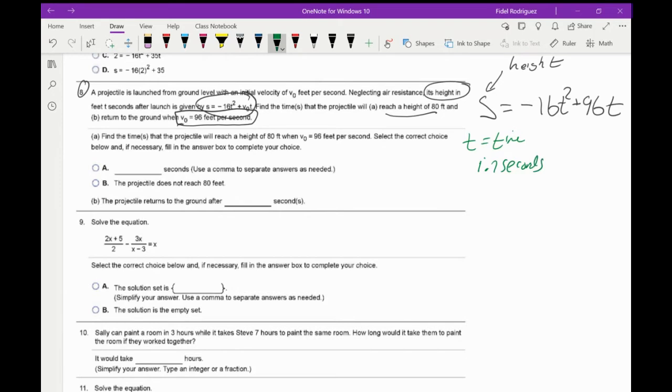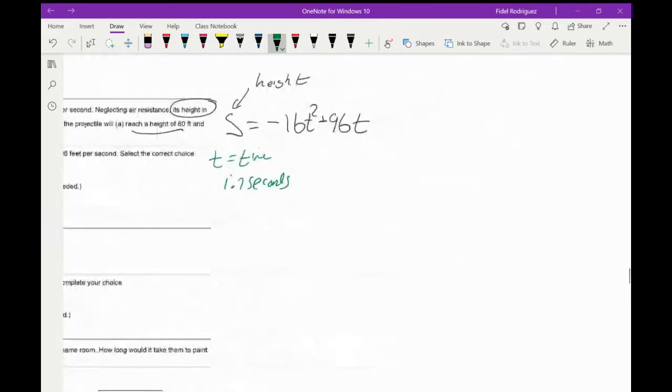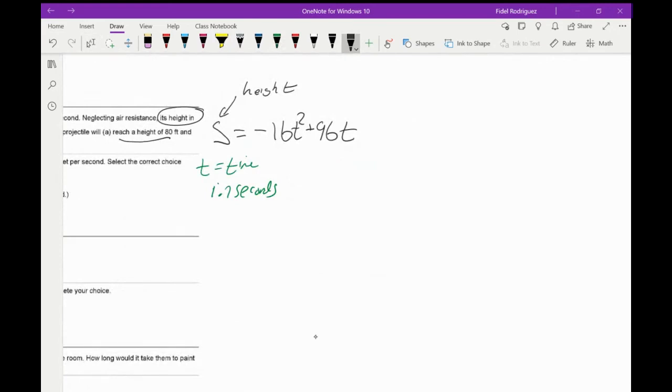in seconds, okay? So when I look at part A and it says find the time when we're going to reach a height of 80 feet, what that means is, where I had that letter S, we're now going to put the number 80. So I'm going to write it so that it looks like this.